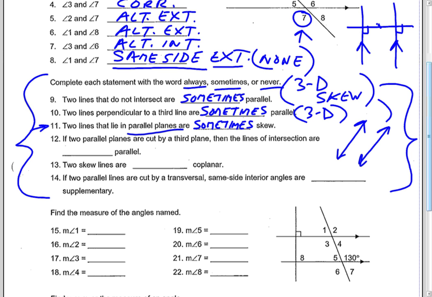Two parallel planes cut by a third plane, then the lines of intersection are, what do you think for number 12? Always. Look at the room again. We want two parallel planes to start with. So let's go with the back wall and the front wall again. Then they're cut by a third plane. Well, look at the ceiling. The ceiling's a plane. It's cutting through the back wall and the front wall. Where does the ceiling touch the front wall and the back wall?